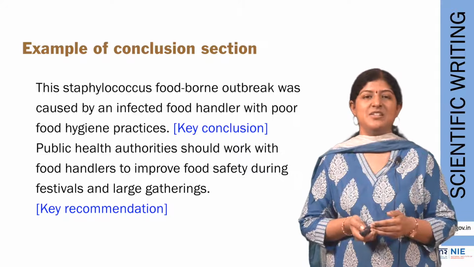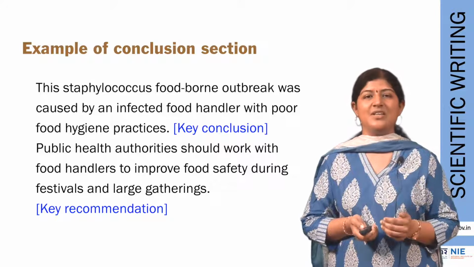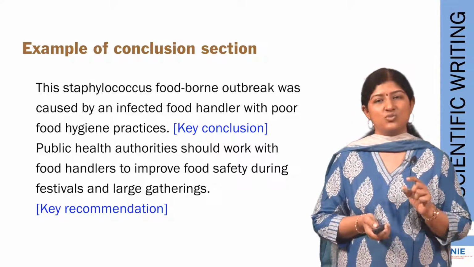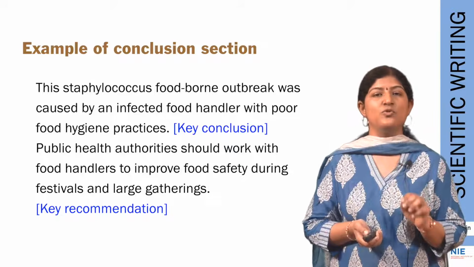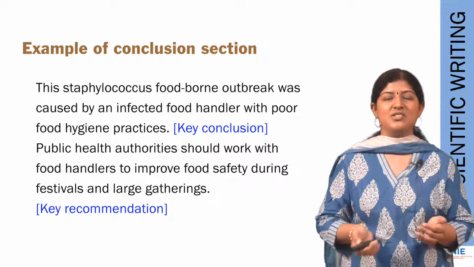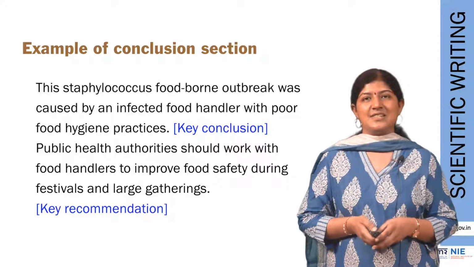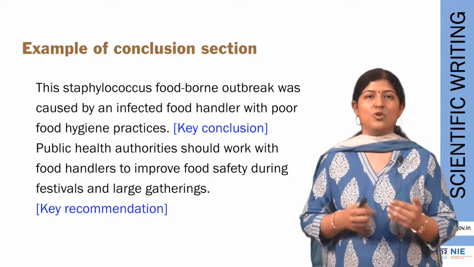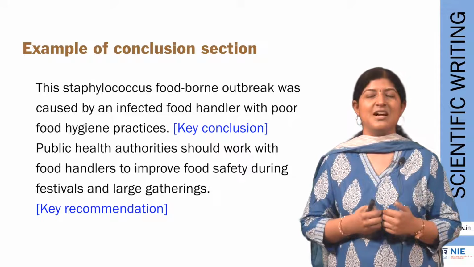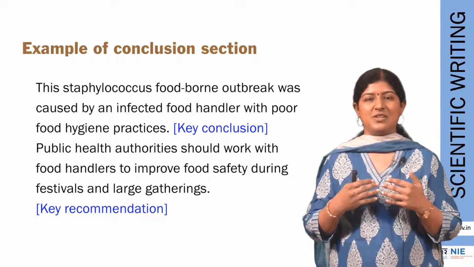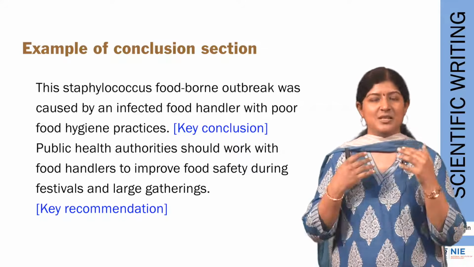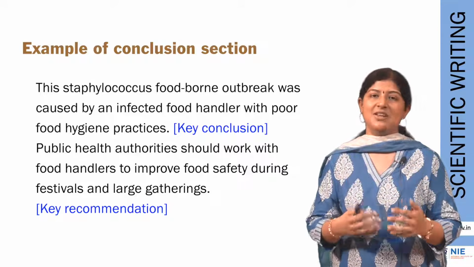The key recommendation from this, therefore, would be that public health authorities should work with food handlers to improve food safety during large gatherings like weddings or during festivals. I hope with this example of outbreak investigation, you have understood what should be written under each of the sections of the abstract, that is the introduction, the method section, the results section, and the conclusion and recommendation section.